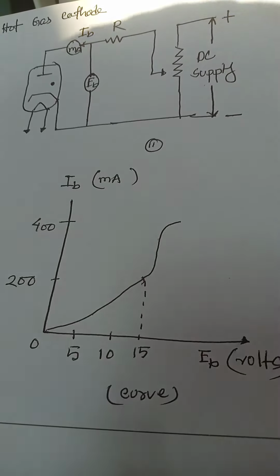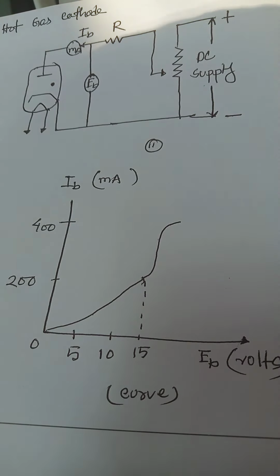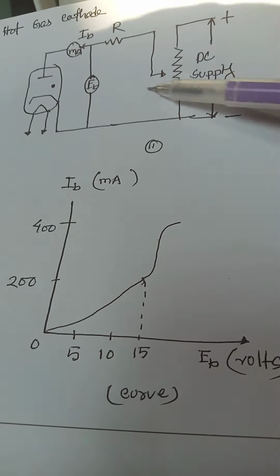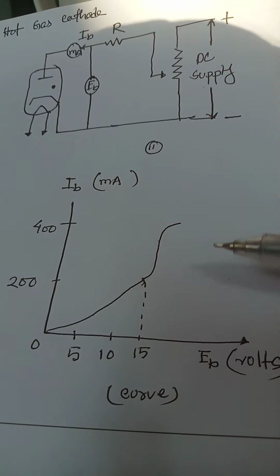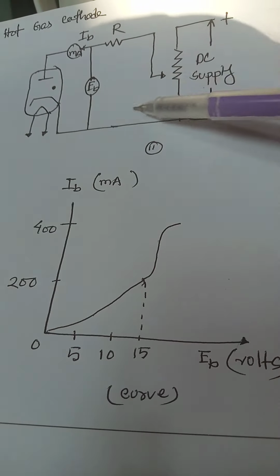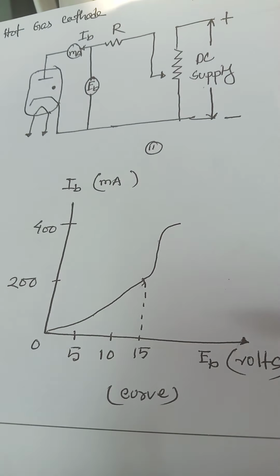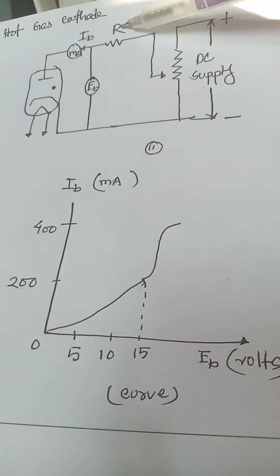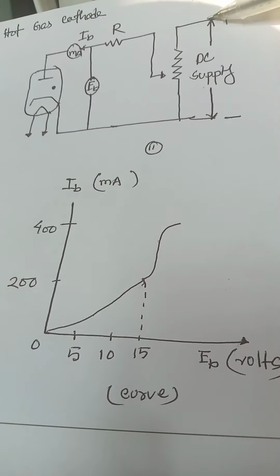Now let us look at the hot cathode gas diode. A hot cathode gas diode is frequently used as a rectifier for moderate voltage because of high efficiency and better regulation. It consists of an oxide-coated cathode and a metallic anode enclosed in a glass envelope containing some inert gas under reduced pressure.